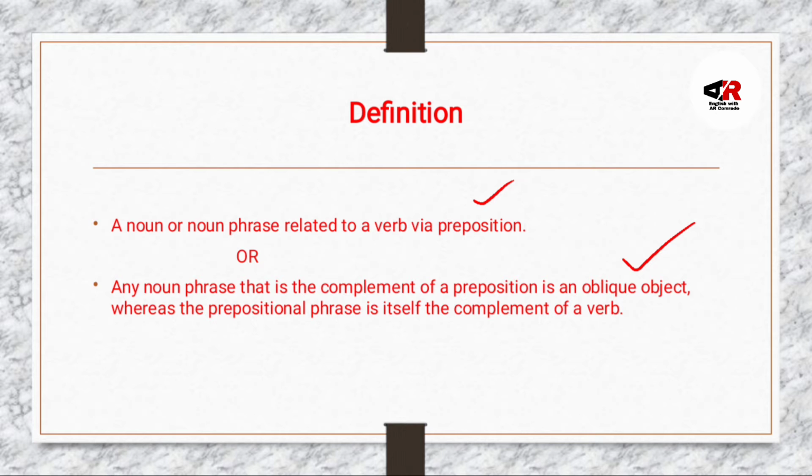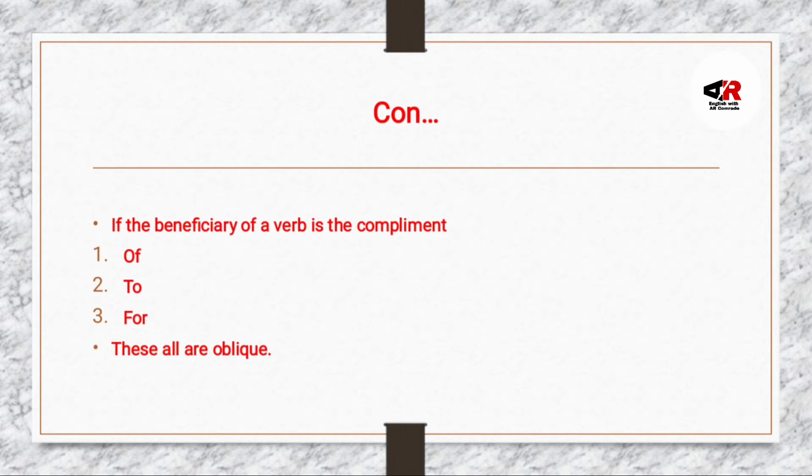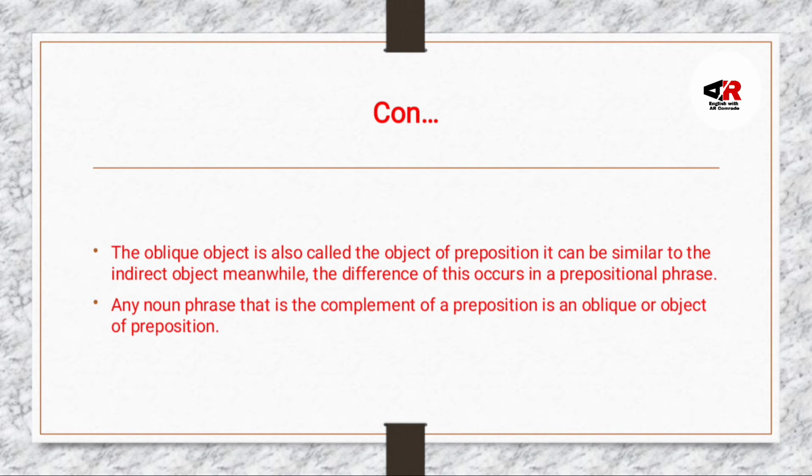We will also understand it by examples, whereas the prepositional phrase is itself the complement of a verb. If the beneficiary of a verb is a complement, these three words are important. By these three words we make a prepositional oblique object. So these are the prepositions of, to, for. These are also called oblique. The oblique object is also called the object of preposition. Means for oblique object, the second name we can use is object of preposition.